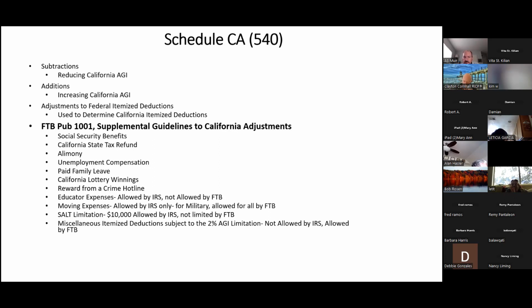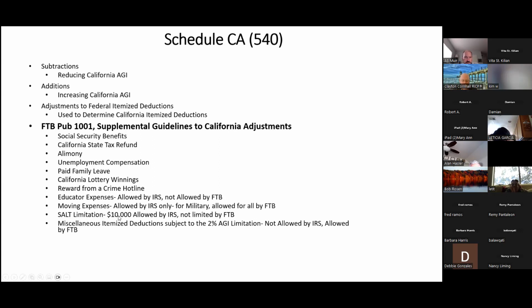And then a couple other things you may bump into from time to time. Your educator expenses, not allowed by the Franchise Tax Board. Your moving expenses are only allowed for military members. You're going to get this at the VITA site. Someone says, I've moved, I've spent all this money. And you say, well, since you're not a member of the military, you're not allowed that. But it is allowed for the FTB, and that's part of your adjustments. SALT, which is a state and local tax limitation, the $10,000 rule.